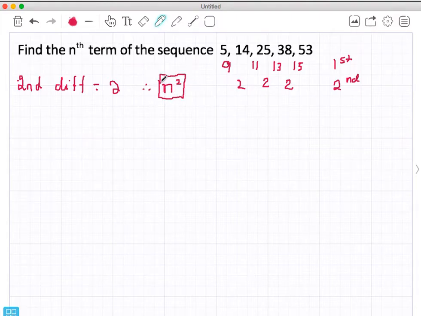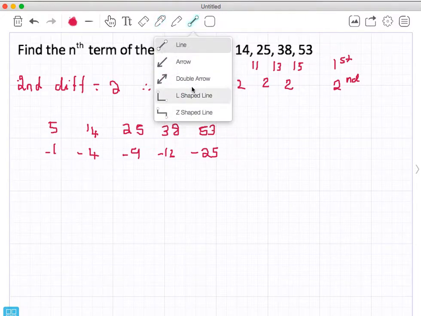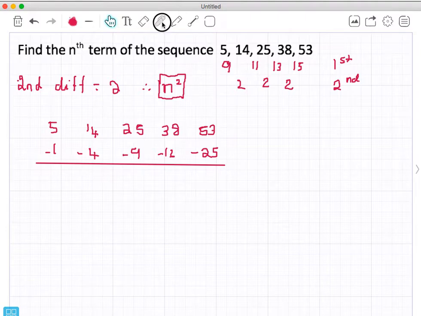So what we're going to do is take our sequence of numbers at the top here, write them again, and then take away n squared from this sequence. So I'm going to write down the square numbers 1, 4, 9, 16 and 25, and I'm going to take these away. So 5 take away 1 is 4, 14 take away 4 is 10, 25 take away 9 is 16, 38 take away 16 is 22, and this one is 28.